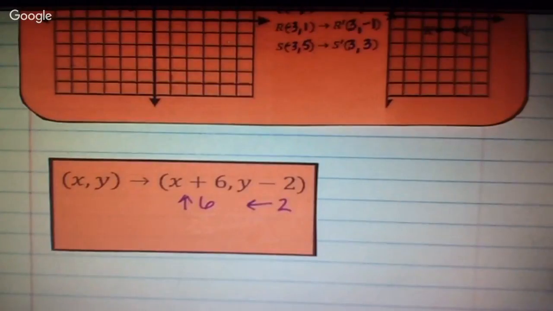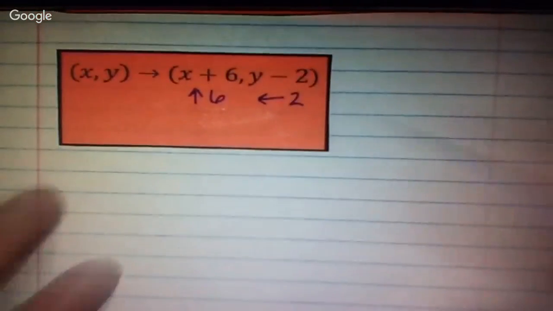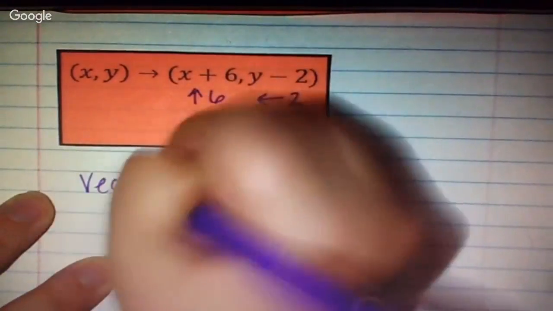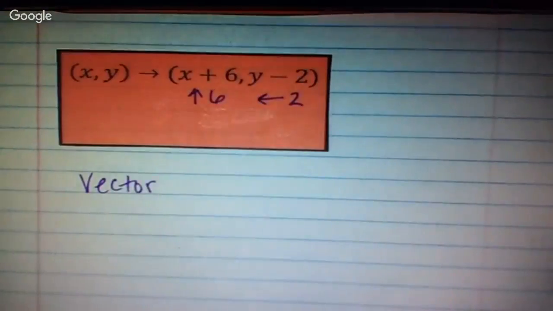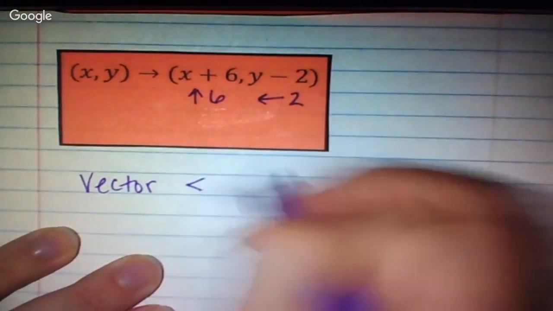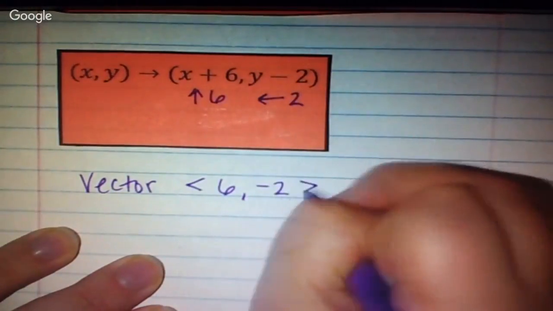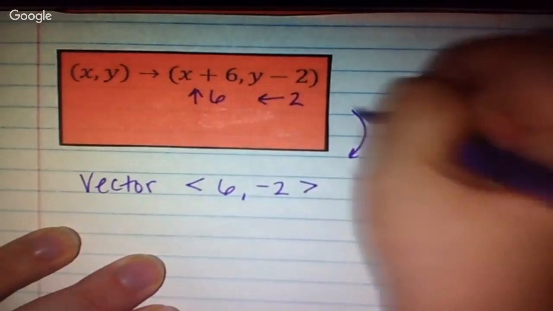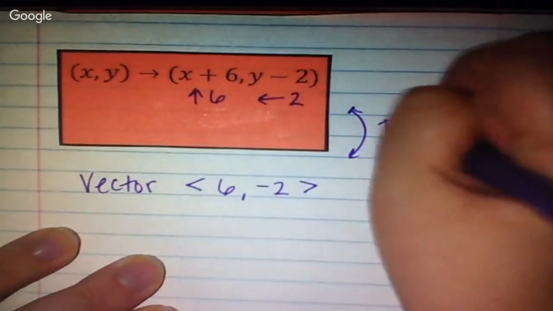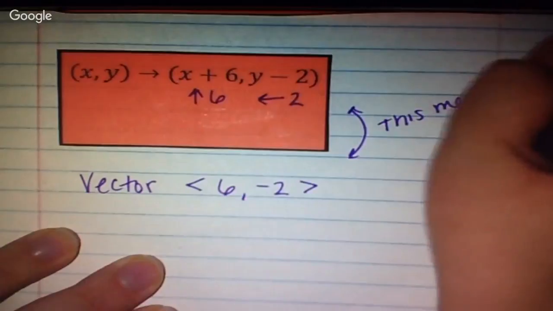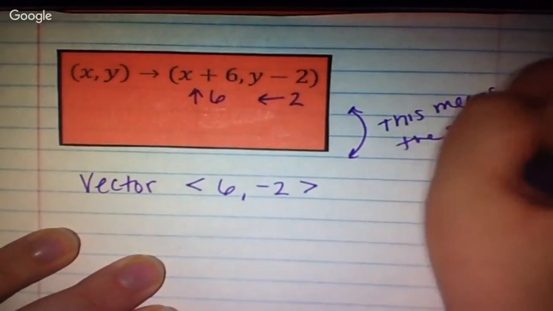Okay, so again, underneath of that or beside it somewhere, I want you to write vector. VECTOR. So you remember that I can also write this as a vector. 6, comma -2. And we can also make a note here that this means the same thing.